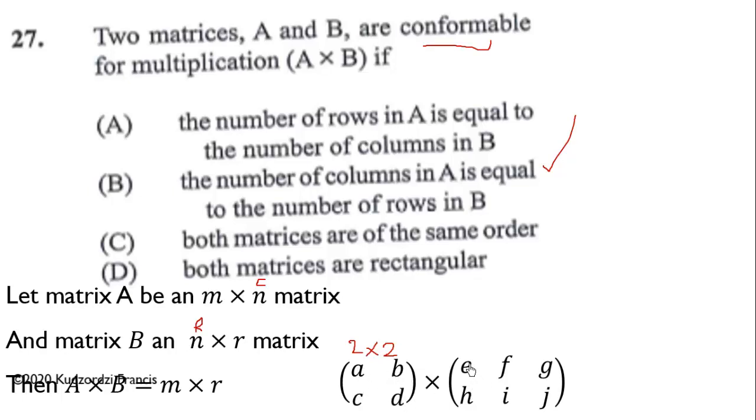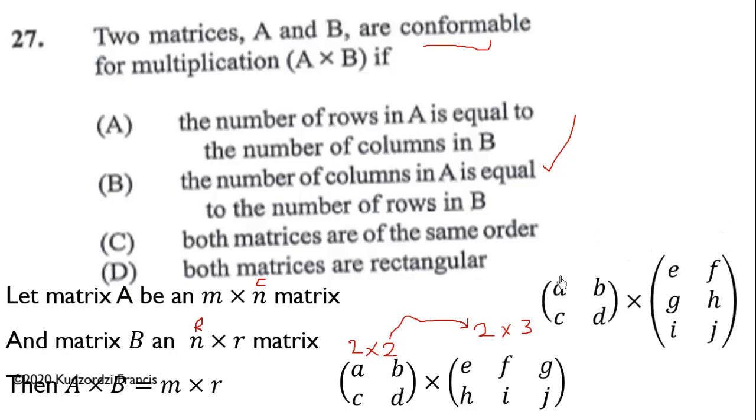Then we have this one, so we have row by column. So 1, 2, we have 2 rows. Then we have how many columns? 1, 2, 3. We have 3 columns. So you can see that the inner dimensions are the same. Therefore, they are conformable. But if you have something like this, this is a 2 by 2 matrix.